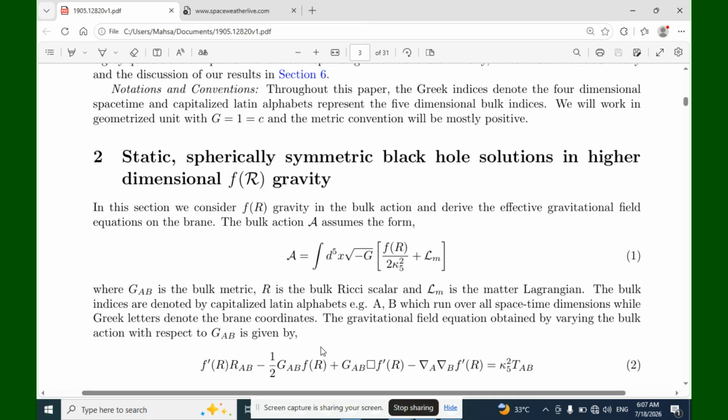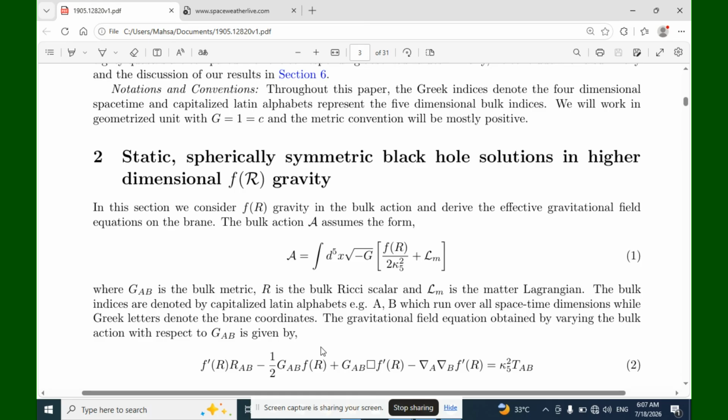The bulk indices are denoted by capitalized Latin alphabet, for example A and B, which run over all space-time dimensions, while Greek letters denote the brane coordinates.